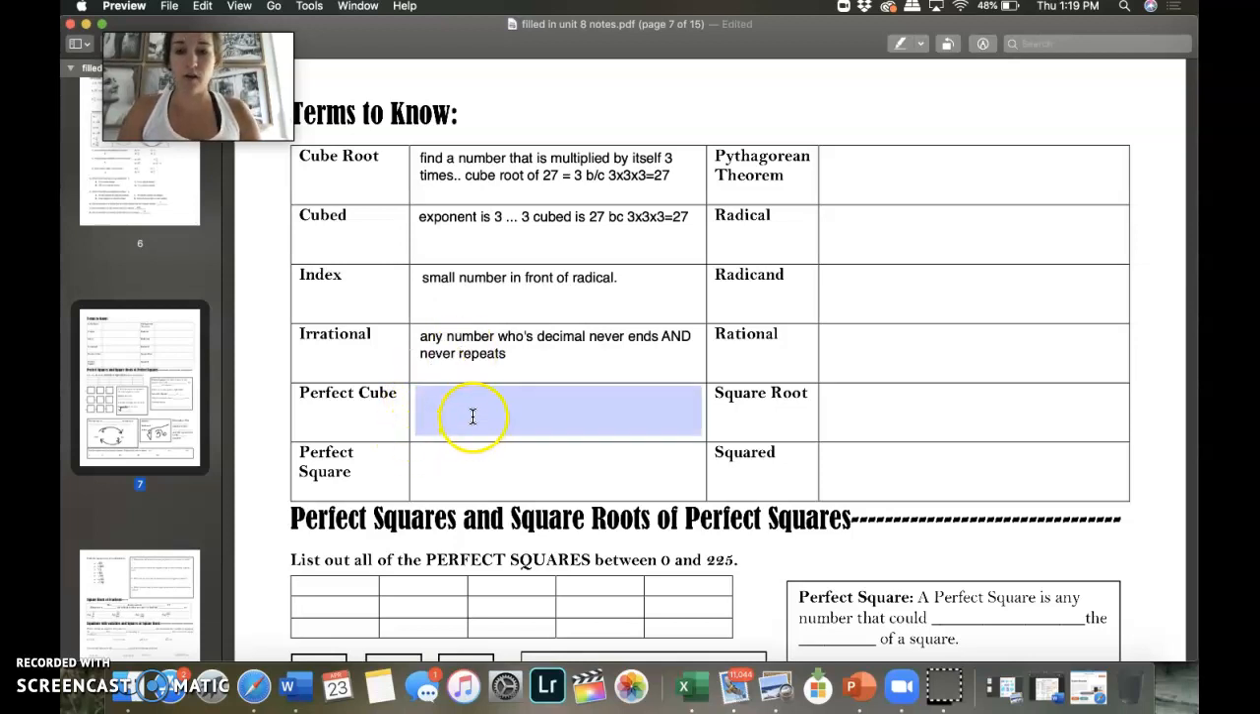A perfect cube would represent the volume of a cube. Just like perfect square, we've talked about, represents the area of a square. Pythagorean theorem, it's a squared with the exponent of 2, but I don't know how to do that while I'm typing, so I'm just going to write a2. So it's a squared plus b squared equals c squared.